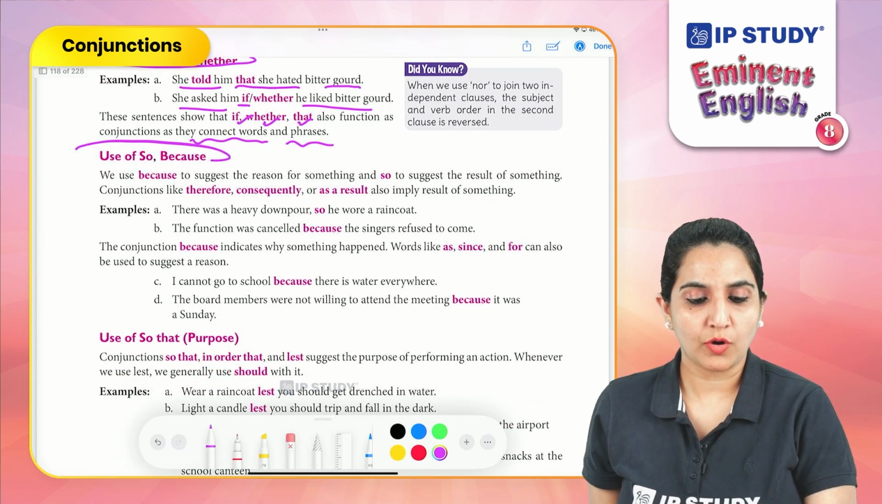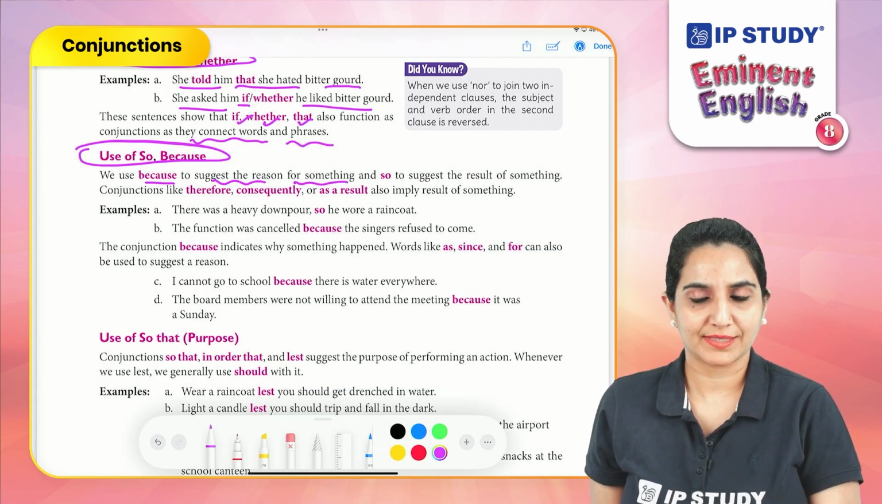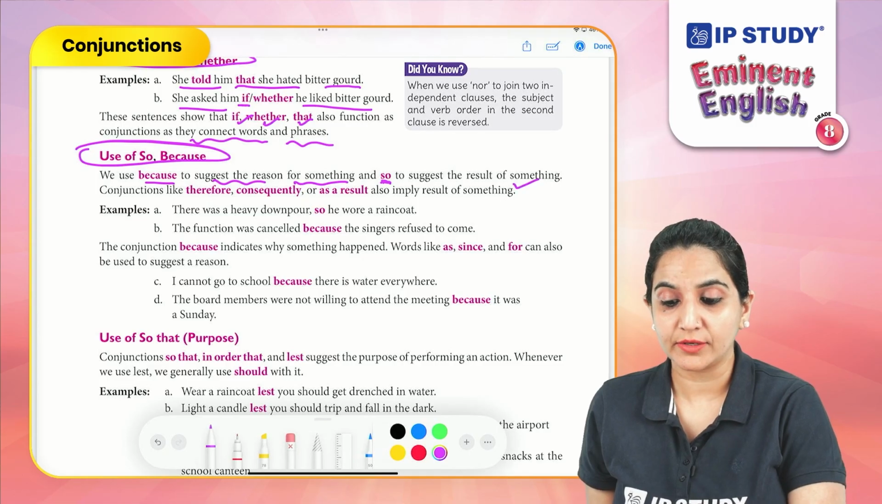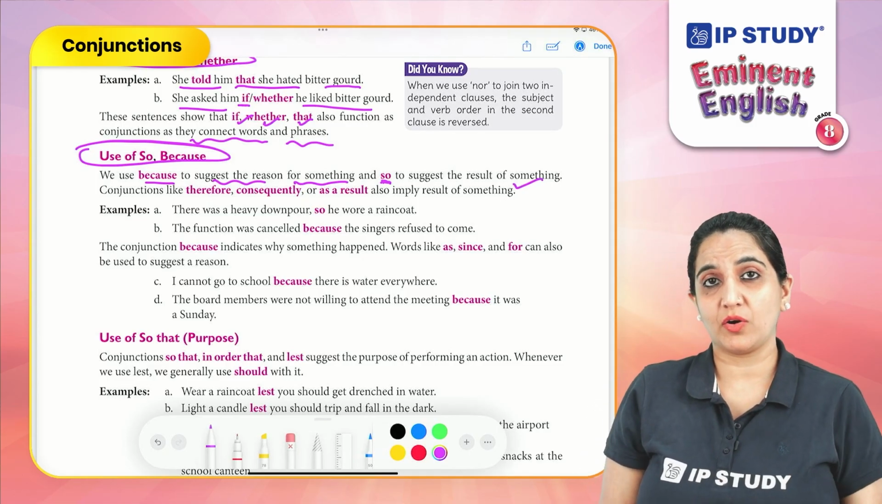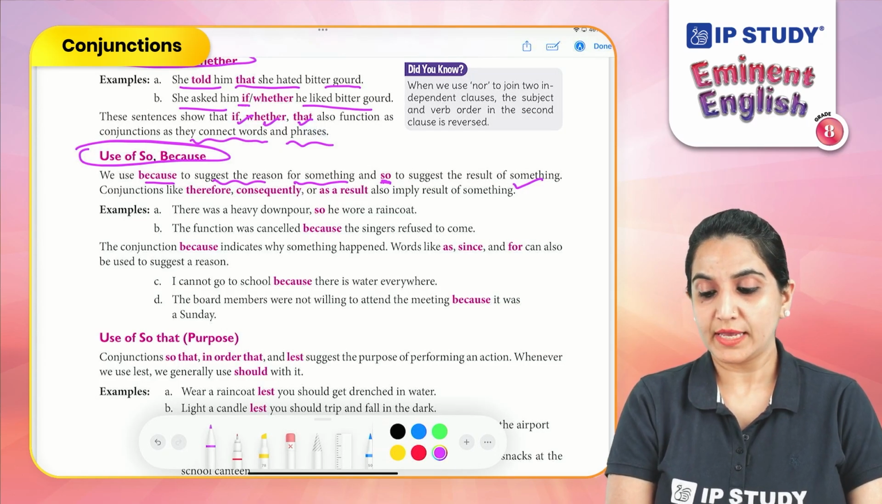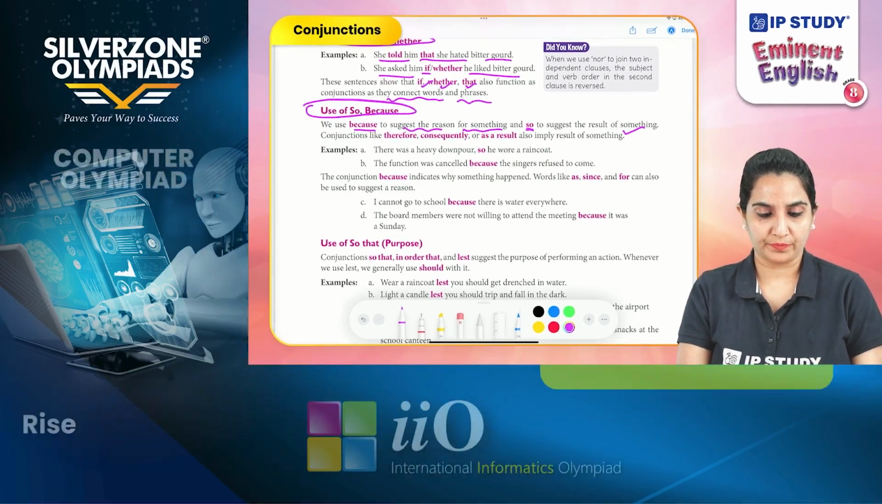Use of so or because. We use because to suggest the reason for something. You're already aware of this. So is used to suggest the result of something. So what is the difference between because and so? Because is used to suggest the reason for something, whereas so is used to suggest the result of something.